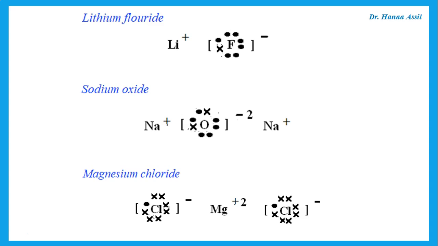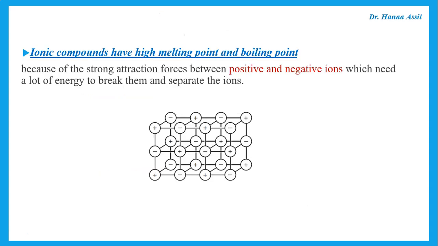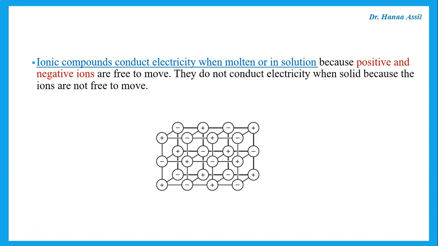Please do not forget to write the positives and the negatives. Some students write the dot and cross and totally forget about whether it's a positive ion or a negative ion. You should know that ionic compounds have high melting point and boiling point. This is because there are strong attraction forces between the positive and negative ions, and this needs a lot of energy to break and separate the ions.